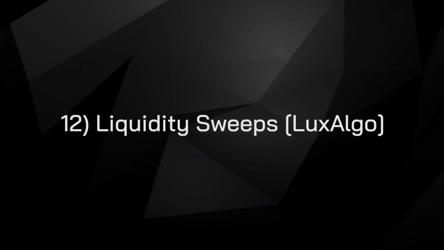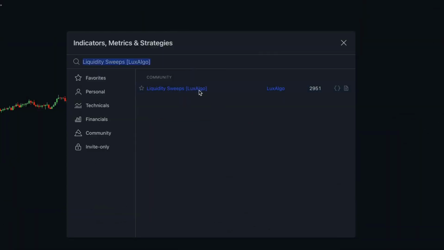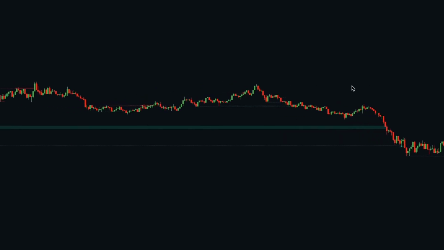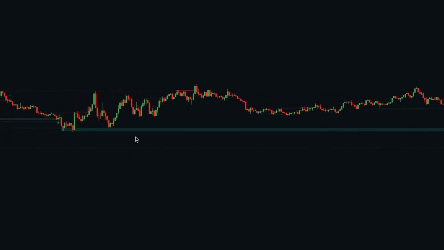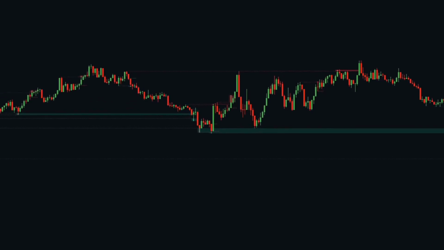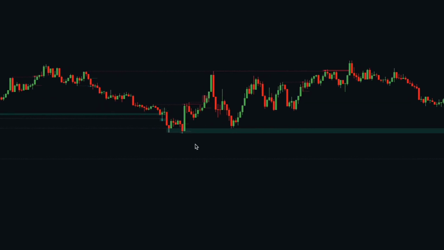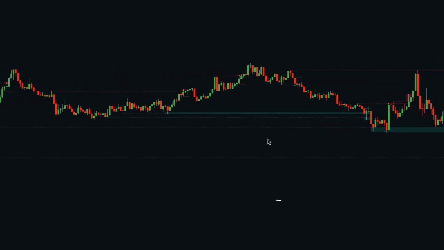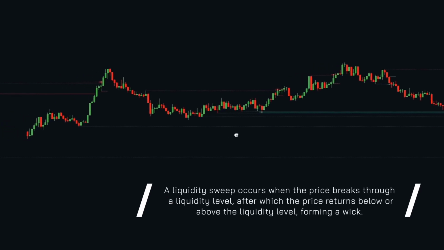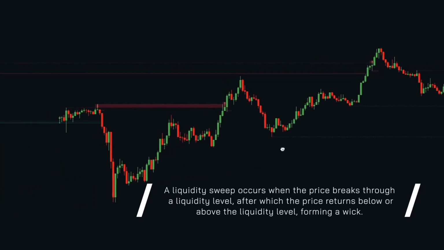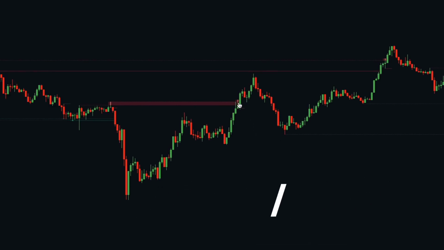The 12th indicator on our list is called the Liquidity Sweeps by LuxAlgo. The Liquidity Sweeps indicator detects the presence of liquidity sweeps on the trader's chart, while also providing potential areas of support and resistance or entry when liquidity levels are taken. In the event of a liquidity sweep, a sweep area is created which may provide further areas of interest. A liquidity sweep occurs when the price breaks through a liquidity level, after which the price returns below or above the liquidity level, forming a wick.